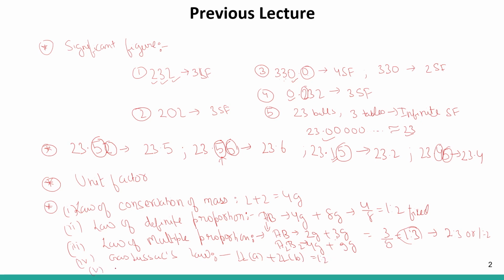The last law is Avogadro's law. So what does it say? It says that equal volumes of gas at the same temperature and same pressure will contain the same number of molecules. Means suppose 1 liter of nitrogen contains A molecules and 1 liter of oxygen contains B molecules, then A will always equal B. But the temperature and pressure for both volumes should be constant. Okay. So this is the thing.